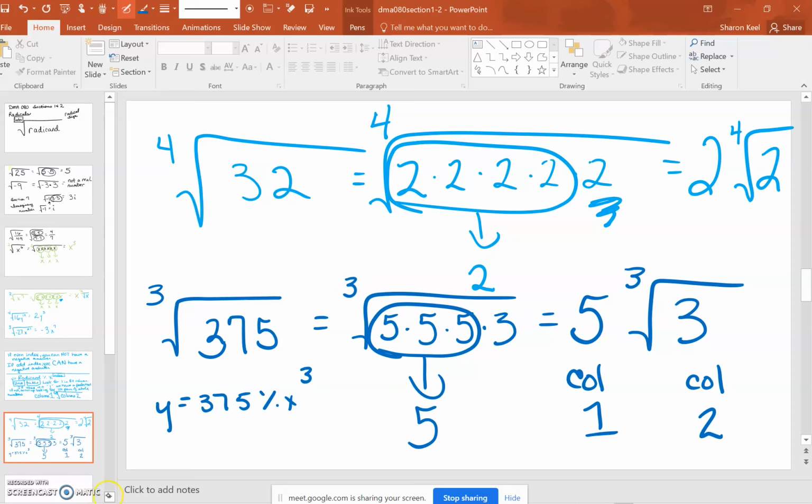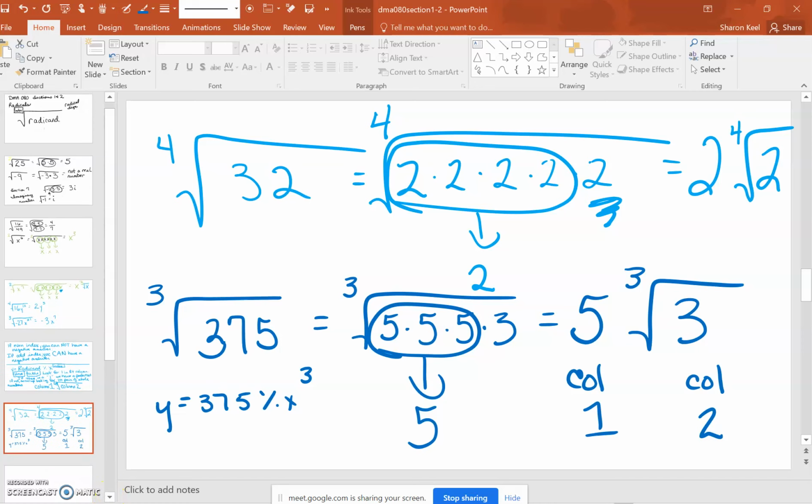And actually, my time is getting ready to stop. I'm at 14 minutes and 52 seconds. So we will stop here on section 1, and we will pick back up with section 2 next.